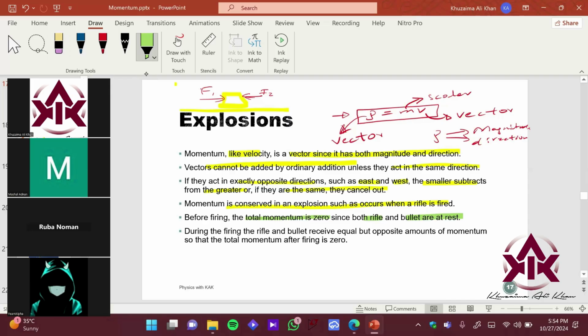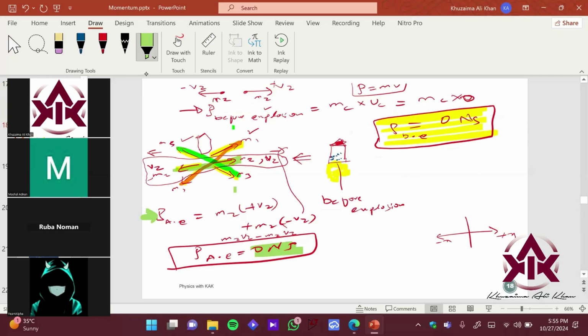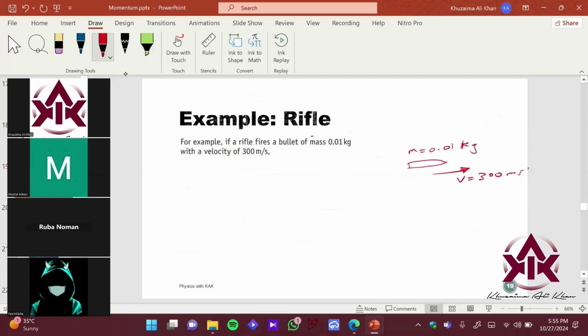During the firing, the rifle and bullet receive equal but opposite amounts of momentum, so that the total momentum of the rifle and bullet is also zero. Okay? So similarly, let me just draw a diagram. Imagine this is your rifle, and you are basically firing it, right?